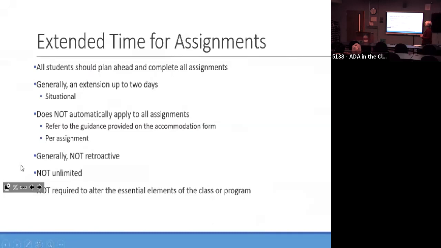I already said it's not unlimited. And then again, the essential elements of the class or program, right? You don't have to, quote unquote, lower the standards to make this accommodation. And I know this one's a tricky one. Let me stop there. Questions or comments? Nothing is in the chat, just so you know. Okay, thank you.